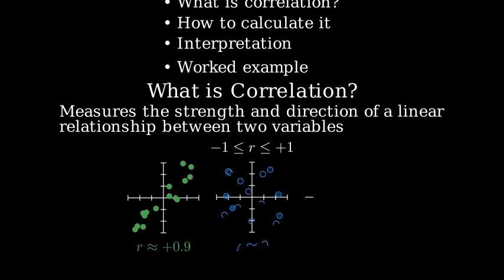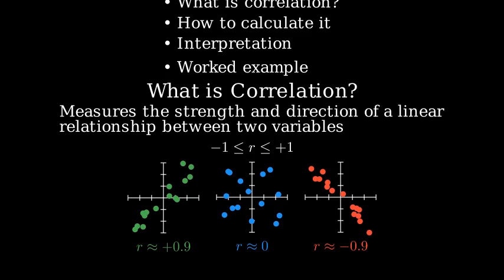A correlation close to +1 means there's a strong positive relationship, where both variables increase together. A correlation near 0 means there's little to no linear relationship between the variables. And a correlation close to -1 indicates a strong negative relationship, where one variable increases as the other decreases.